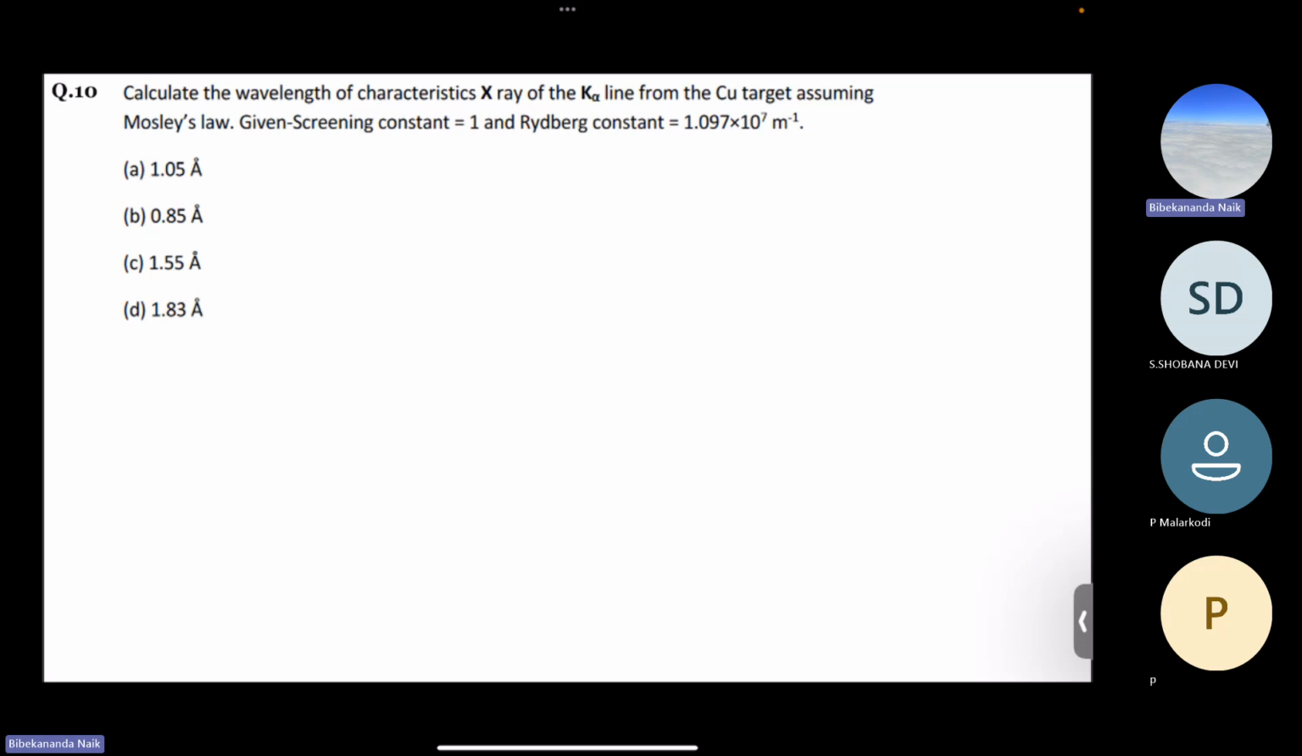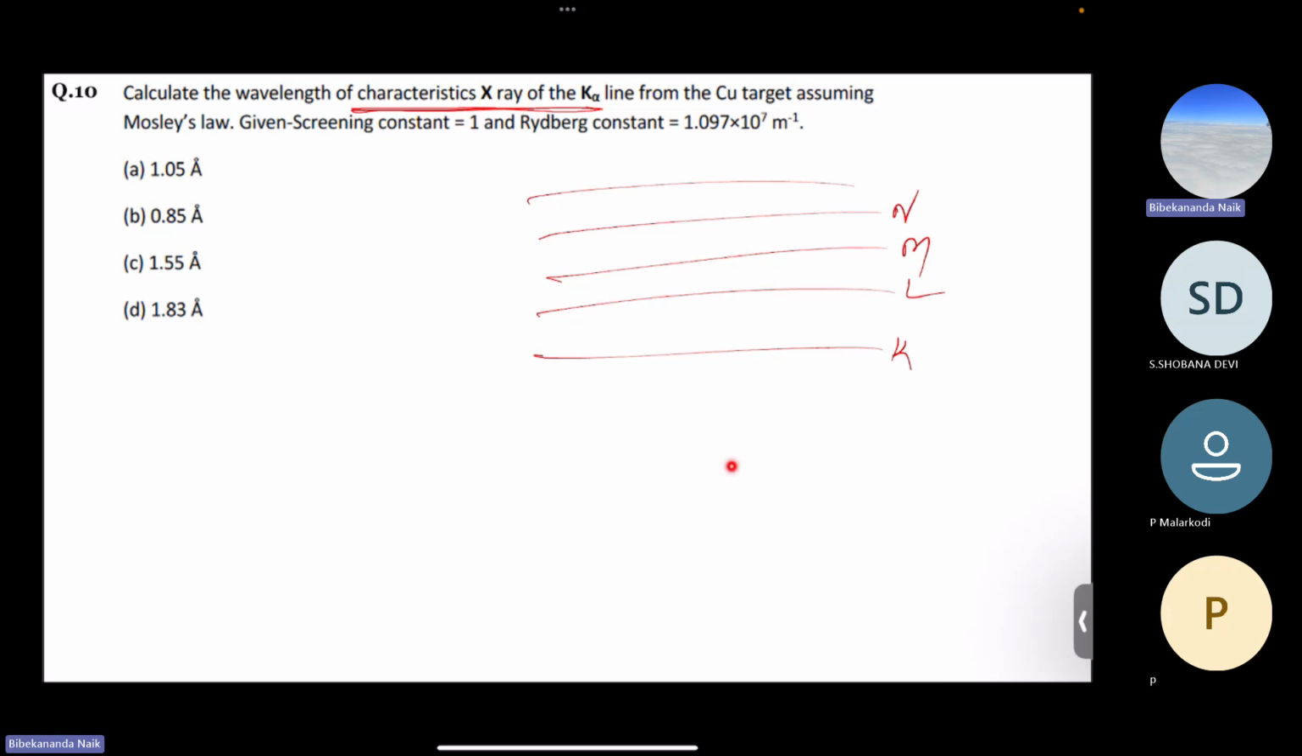At the beginning of the session, we were discussing the X-ray spectra. In X-ray spectra, there are different components like K alpha, K beta, K gamma, L alpha, L beta, L gamma. Here the question says the characteristic X-ray of K alpha line. If you talk about the lines, this is K, L, M, N like that. So K alpha is L to K, K beta is M to K, K gamma is N to K.